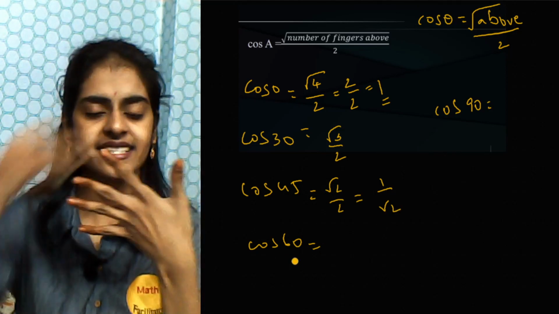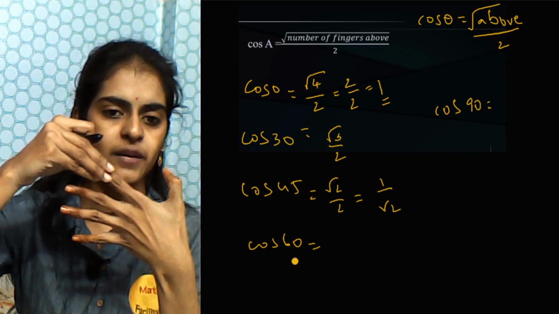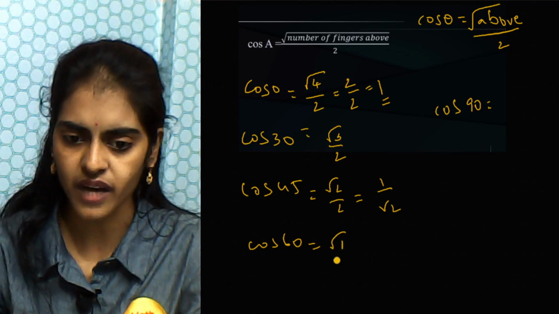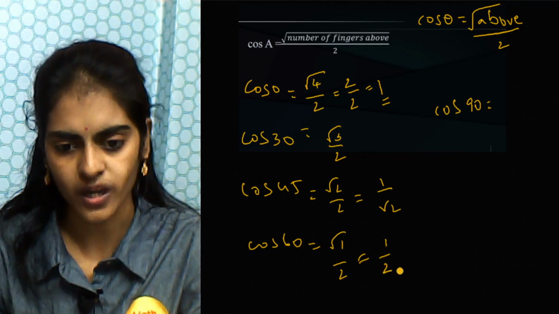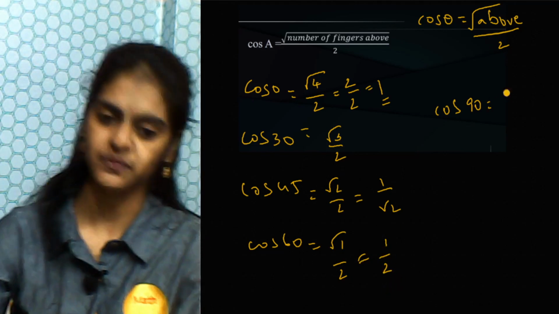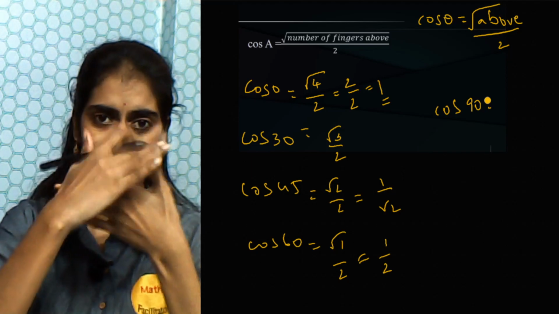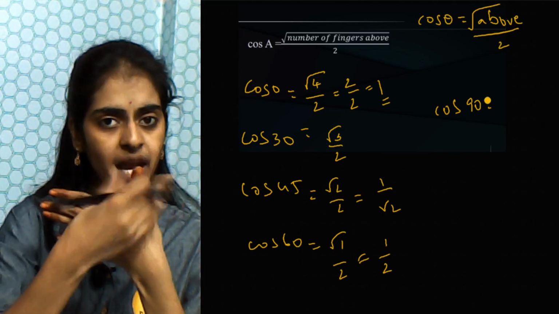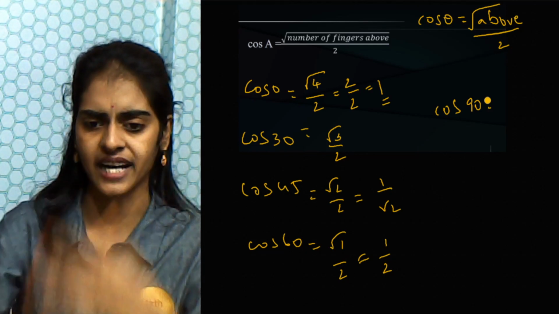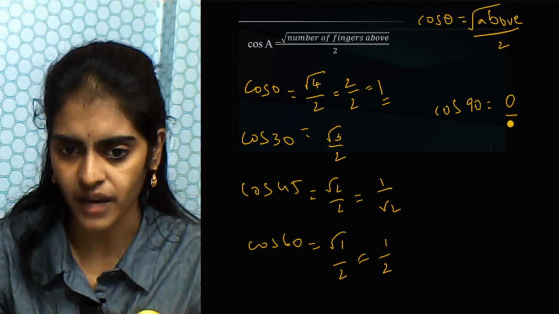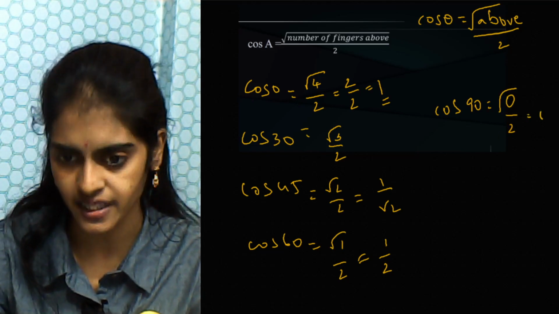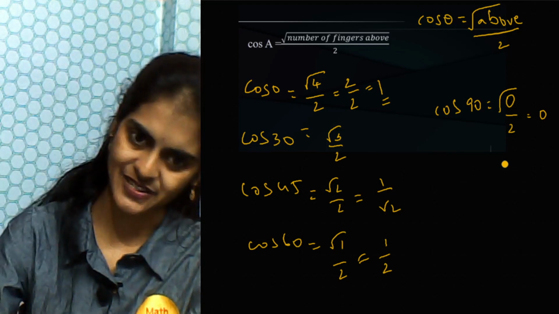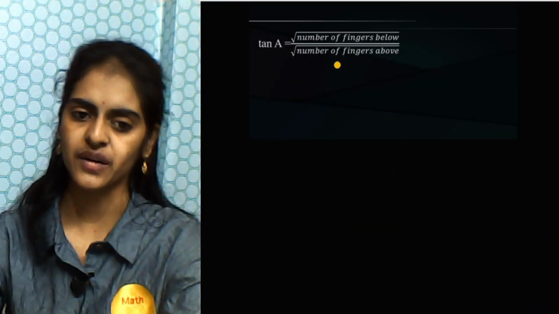Now cos 60. This is 60, I told you. So how many fingers are above 60? Only 1 finger. So this is root 1 by 2. Root 1 is nothing but 1, so you will have 1 by 2 as cos 60. Now see what is cos 90. This is 90. How many fingers are above this thumb finger? You find no fingers above 90, which means this is root 0 by 2, which is nothing but 0. Understood? So this is how simply you can find all the values. Let us move on to the next one.